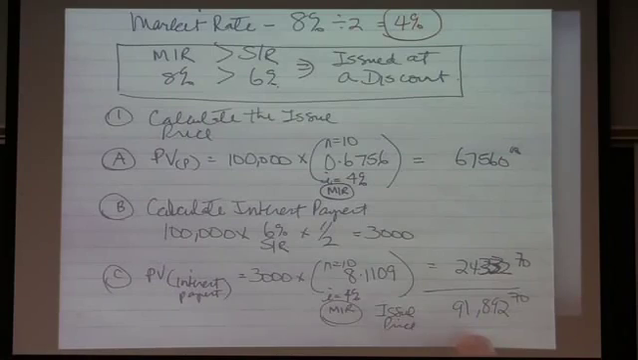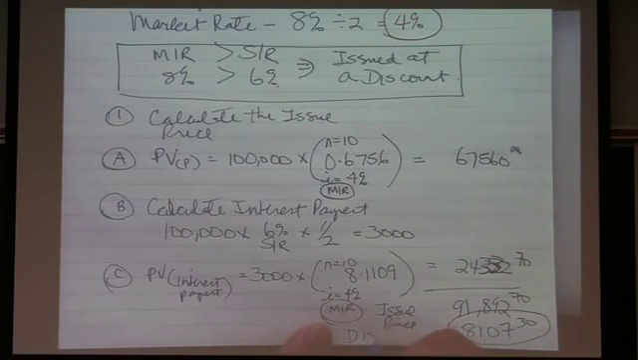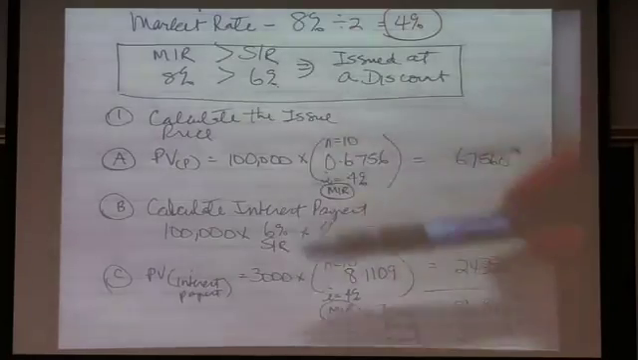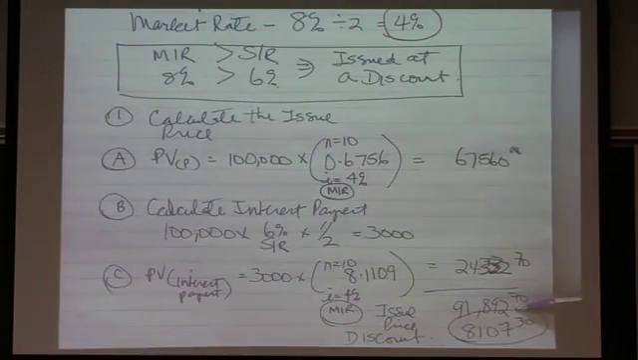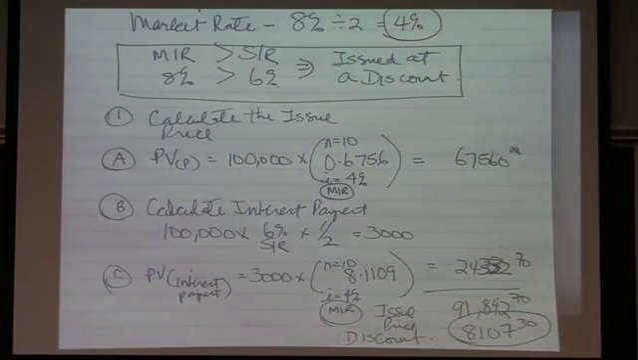Now, this number is less than the face value of 100,000, and that difference of 8,107.30, that's the discount. So in other words, a bondholder is willing to buy these series of payments for $91,000, and it's going to be less than the face value because the market rate pays at 8%, but these bonds only pay 6%. So that difference in the interest rate is what we consider the discount amount.